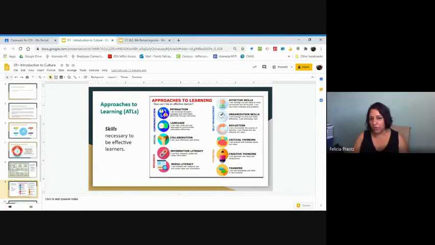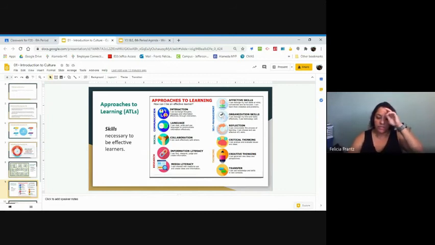We also have the approaches to learning. If the learner profile traits are behaviors and attitudes, then the approaches to learning are skills. These are skills that IB feels are necessary for students to have and develop in order to be effective learners. They need to develop communication skills, social skills, research skills, self-management skills, and thinking skills.